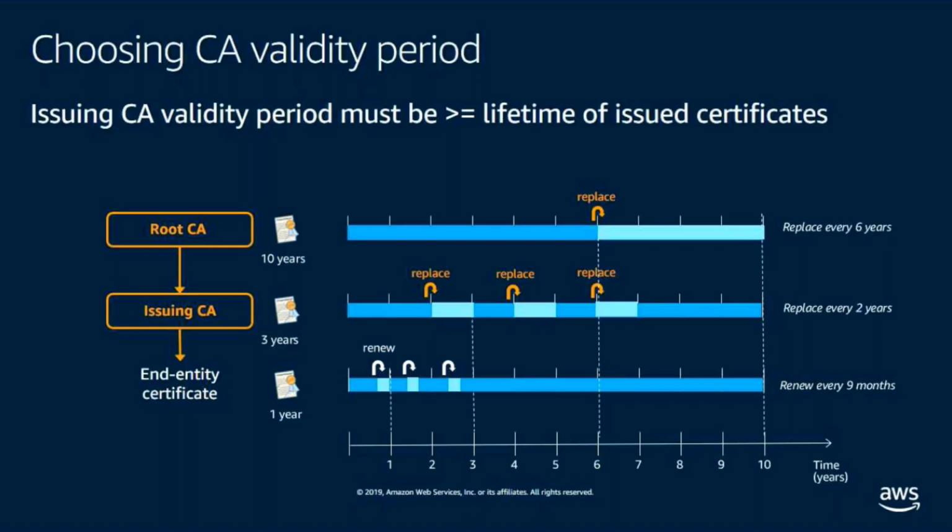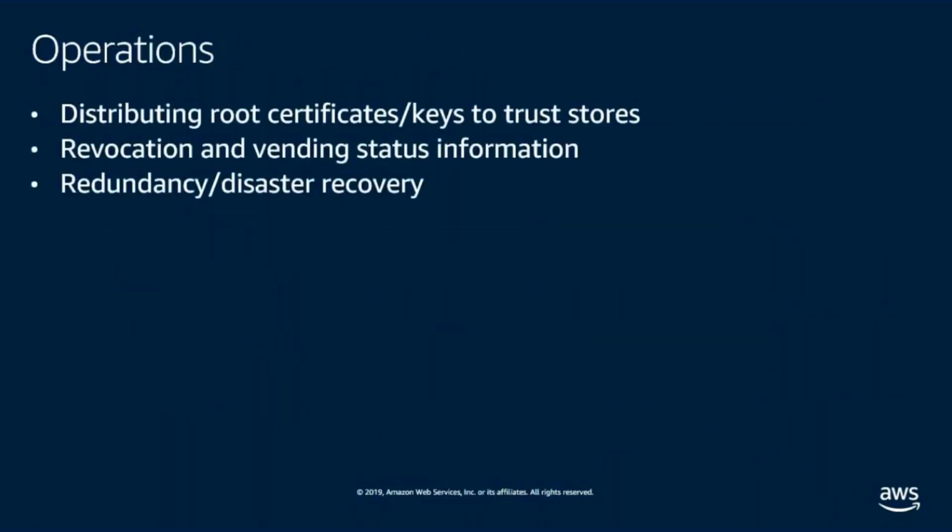Again, this is just a guideline to show you one example of how to enforce this invariant: that the CA validity period has to be longer than the lifetime of the issued certificates. There are a lot of other factors you might consider. Maybe this buffer time is too long for you or not long enough, depending on your operational environment and how long it might take to upgrade or replace.